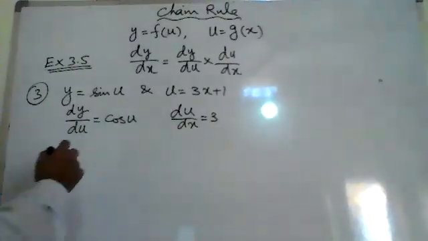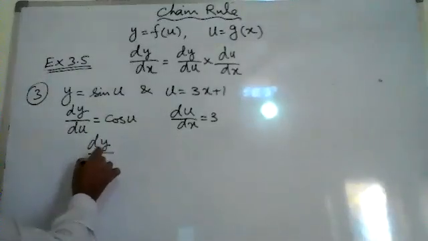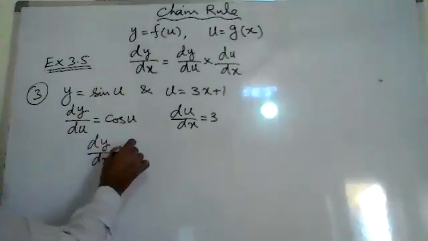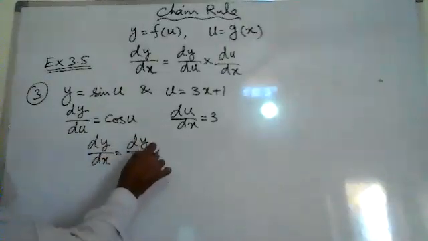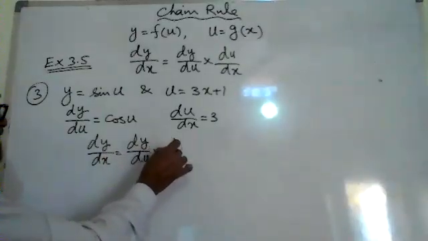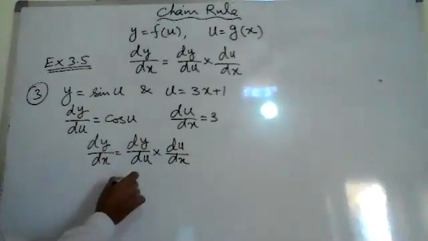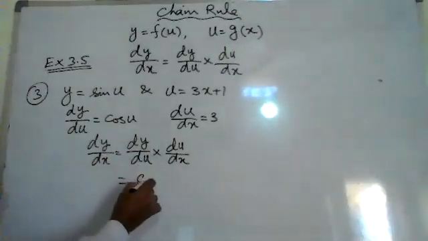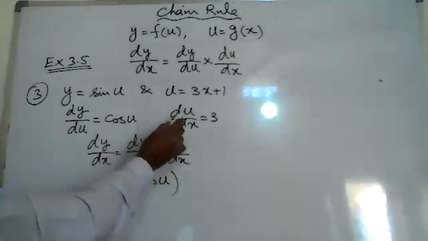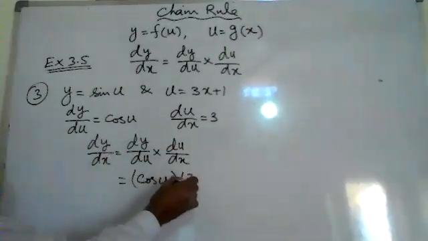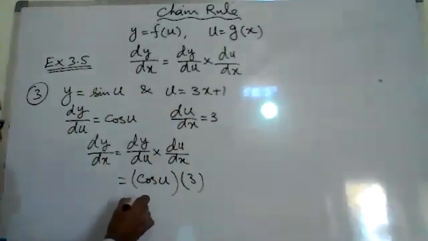Now we will find dy upon dx, which is equal to dy upon du into du upon dx. Dy upon du is cos u into du upon dx, which is 3. So the answer is 3 cos u.